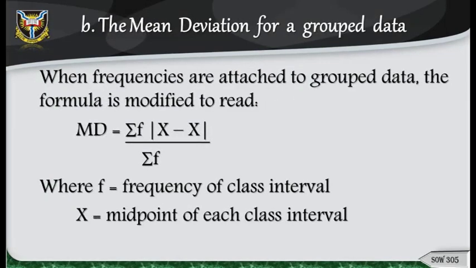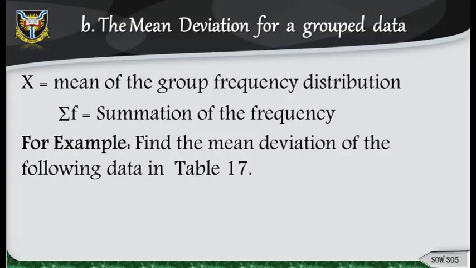B. The mean deviation for grouped data. When frequencies are attached to grouped data, the formula is modified to read: MD is equal to the summation of F times the absolute value of X minus X bar, all over the summation of F, where F is equal to the frequency of the class interval, X is equal to the midpoint of each class interval, X bar is the mean of the grouped frequency distribution, and the summation of F is the total frequency. For example, find the mean deviation of the following data in table 17.